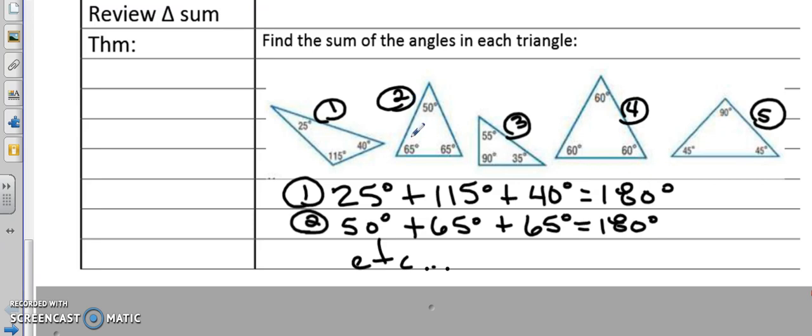In addition, number 2, we've got the value of 50, the value of 65, the value of 65. We add those together to come up with 180. And fortunately, for 3, 4, and 5, we are going to come up with the same exact thing, which brings us to the formal definition of the triangle sum theorem.